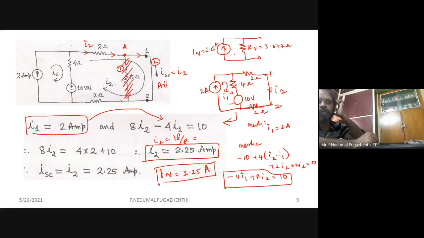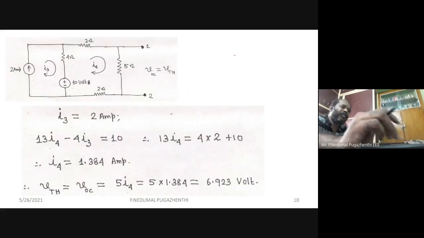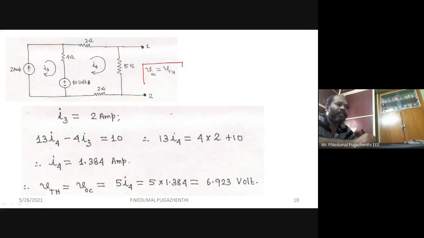Your problem ends here. But we have another way to find it also. I want to know what is the Thevenin's part. From the Thevenin's equivalent, I will try to find what is IN. That is also possible. We will see that VThevenin. You can see that here. We will try to find the VThevenin.